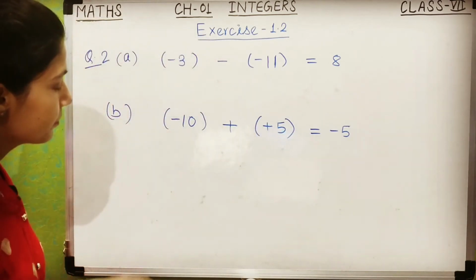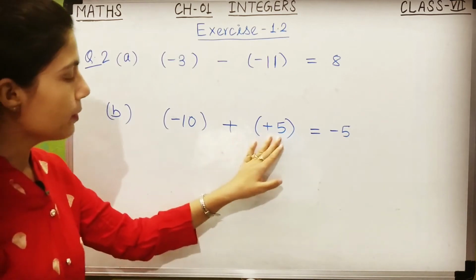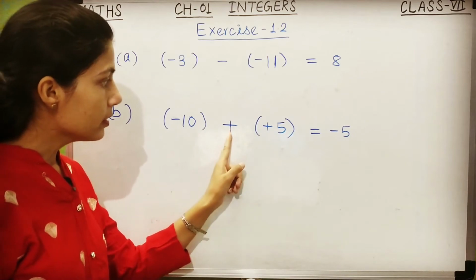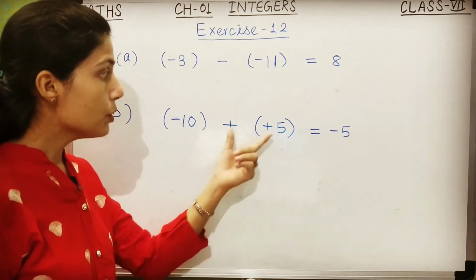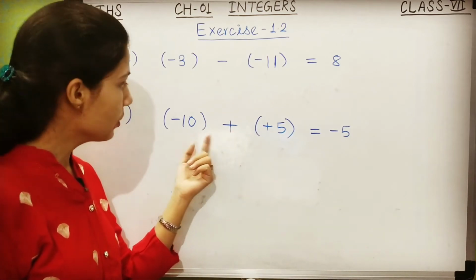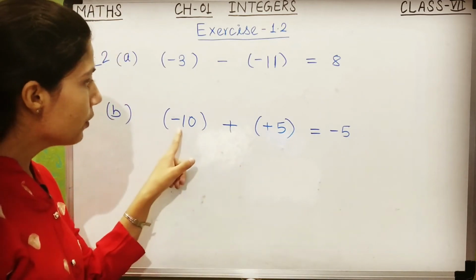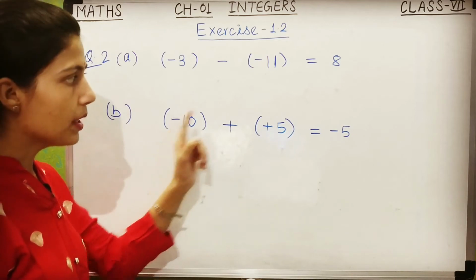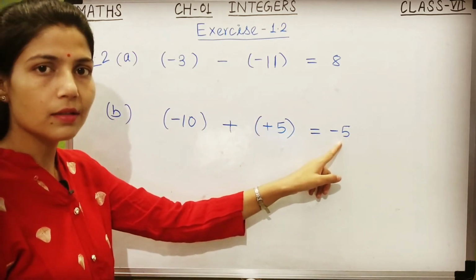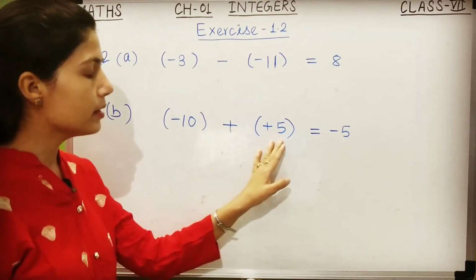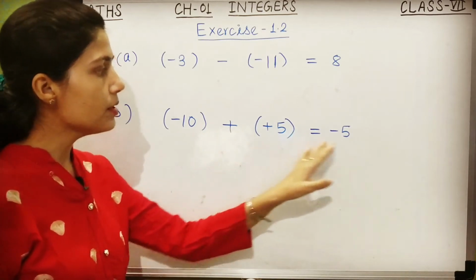Now see, -10 plus 5, one is negative another is positive, and there is addition between them, so you have to subtract the numbers. So 10 minus 5 is what? 5, and the sign will go with greater number, that is 10 here, so -5 will be the answer. So these two are integers, one is negative another is positive, and whose sum is -5. Okay, now C part.